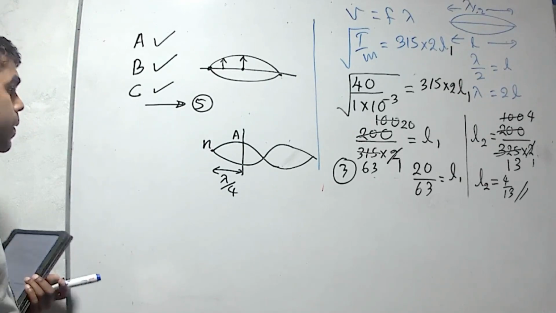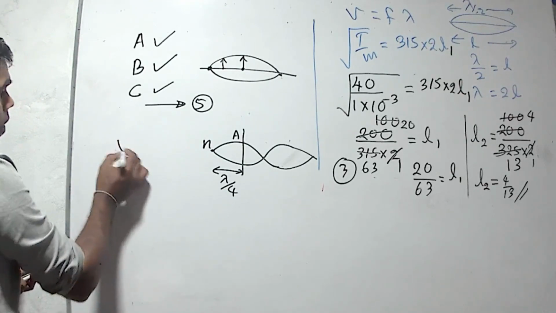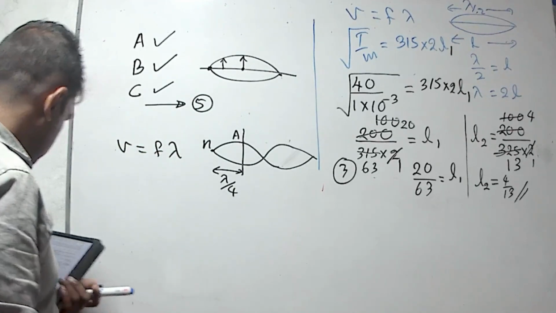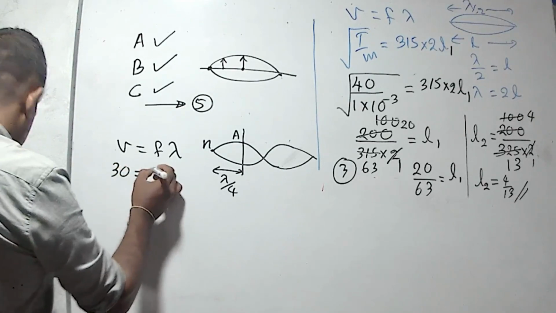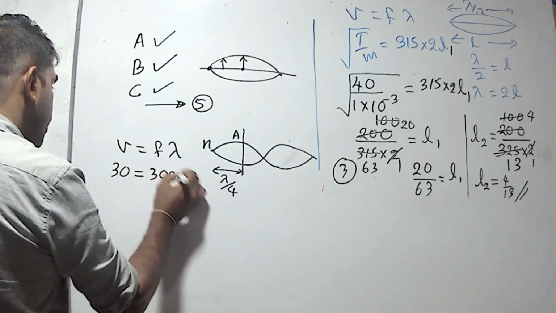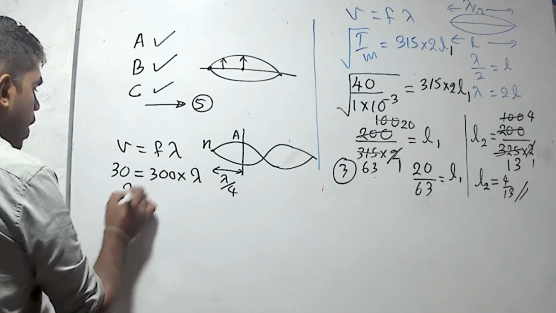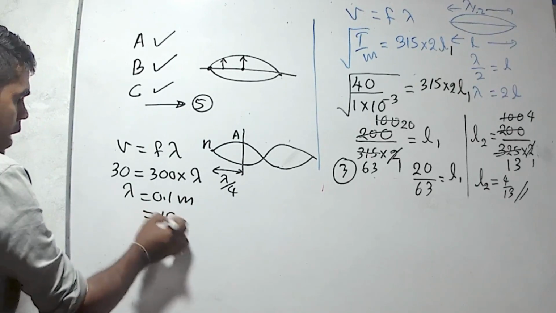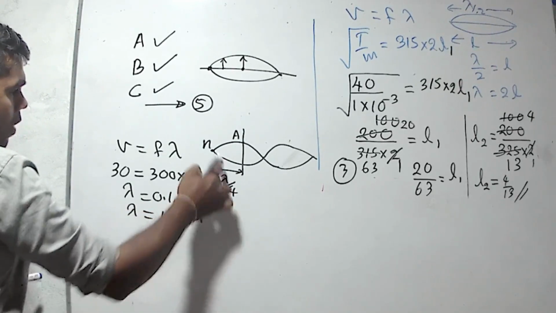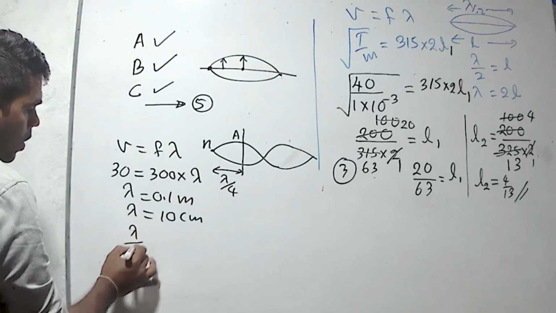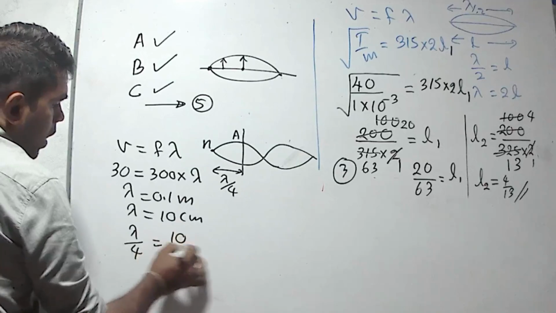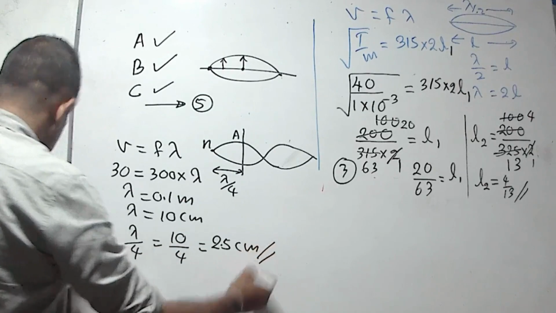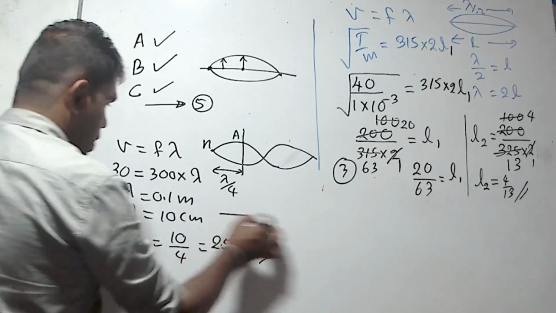Then we can use V equals f lambda, and we can calculate the wavelength. Velocity is given as 30, frequency 300. We have to calculate the wavelength. Wavelength is 0.1 meter, which means 10 centimeters. Now we have to find lambda by 4, 1/4 of the wavelength. 10 divided by 4 is 2.5 centimeters. Then the answer is 1.